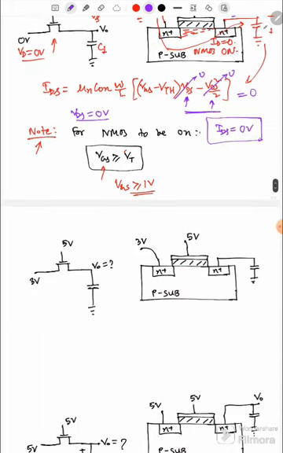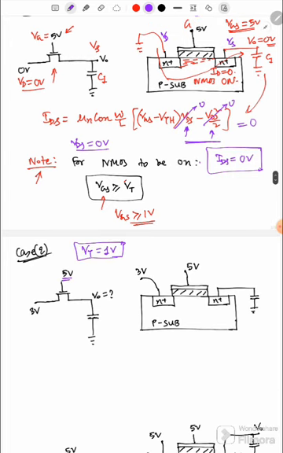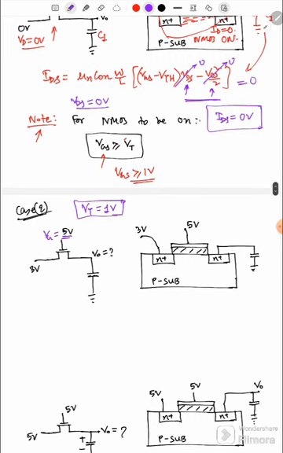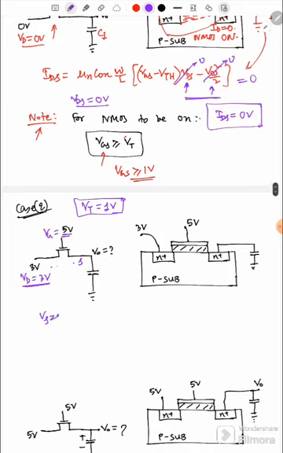Now case 2, an interesting case. We have seen that the threshold voltage VTH of this MOSFET is 1 volt. We have applied some gate voltage to it, 5 volt. Let us assume we will apply 5 volt to all these MOSFETs. Here the drain voltage is 3 volt, not equal to 0 but greater than 0. So will this NMOS be on? First we'll assume that the capacitor is discharged properly and the source voltage is 0 volt.